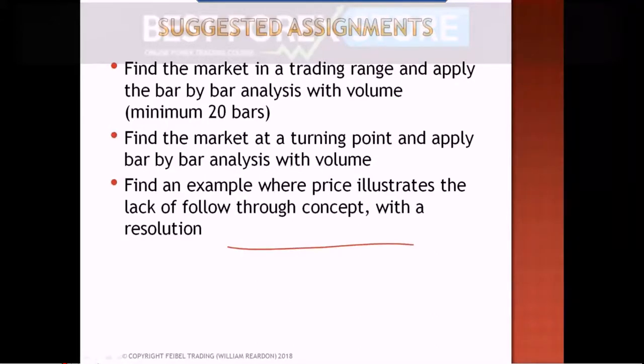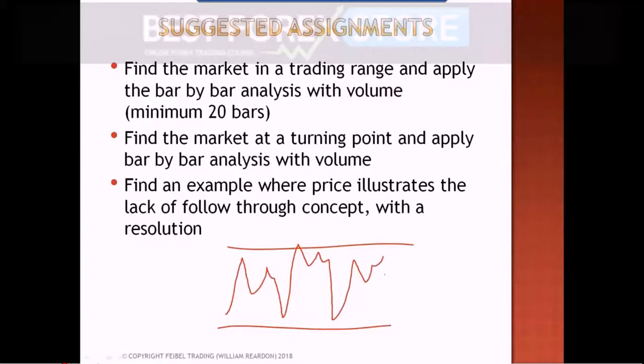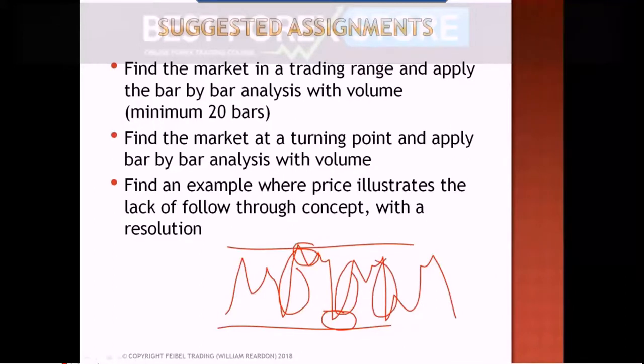So if you can find the market in a trading range and apply the bar by bar analysis with volume, minimum 20 bars, say 30, 40 is ideal. Like I said, you just want to analyze the bars, analyze the rallies, what happens where at the structure, where we're at resistance, what happens when we're at support here, and analyze the reactions.